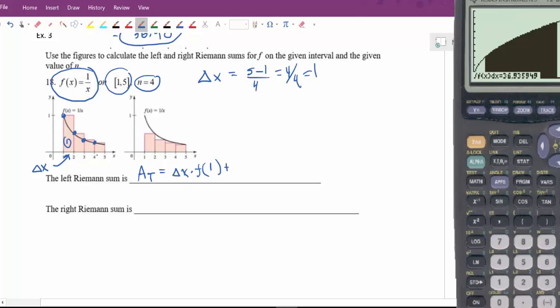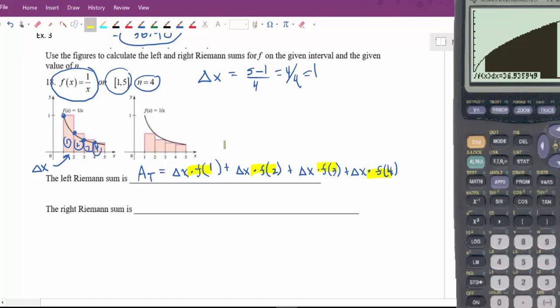Now move on to the second rectangle, and let's write that as delta x times f of what? 2. Remember, you're on the left part here. Then go from there. You can see the pattern now. Delta x, f of 3, plus delta x times f of 4. All we're going to do is the same thing with the calculator to save ourselves time. We've got 4 rectangles.